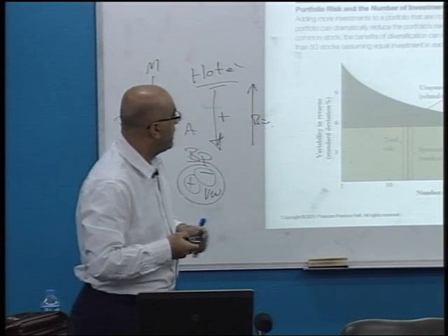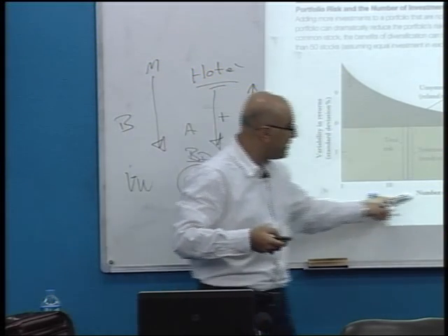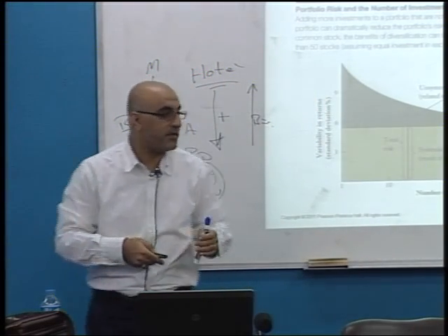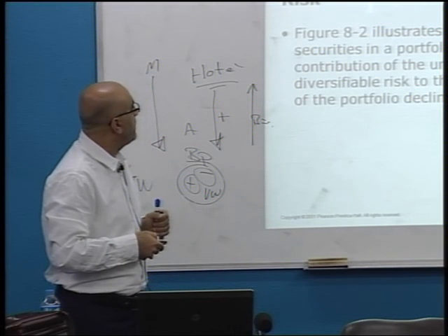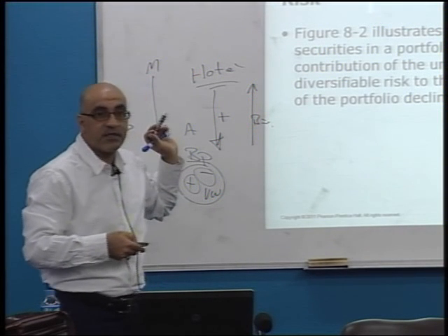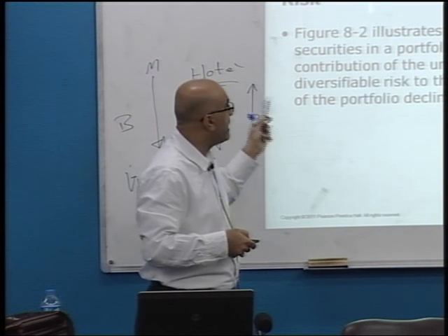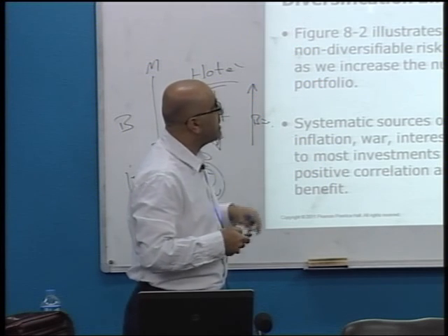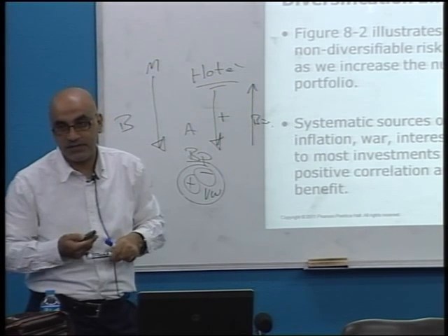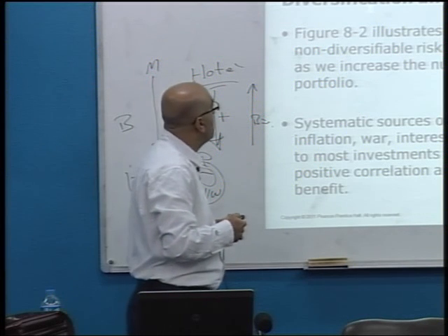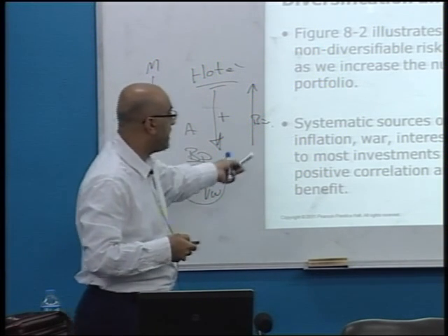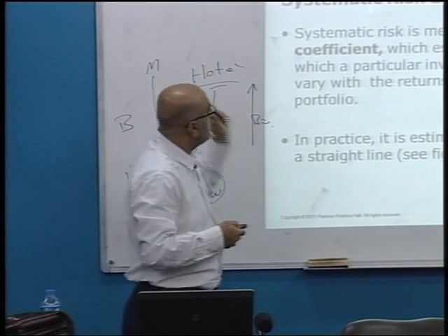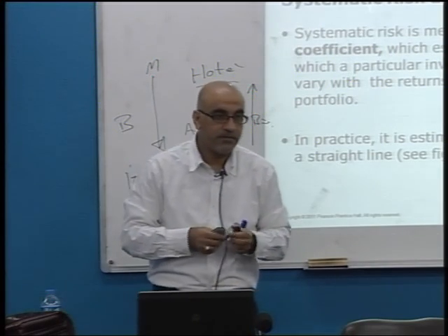Okay, and as I explained, by increasing the number of stocks, we decrease the unsystematic risk. Diversification and unsystematic risk: we eliminate the impact of unsystematic risk by diversification. Diversification and systematic risk: we cannot eliminate the impact of systematic risk by diversification, such as inflation, war, interest rates. Okay. Now stop here, systematic risk and beta.